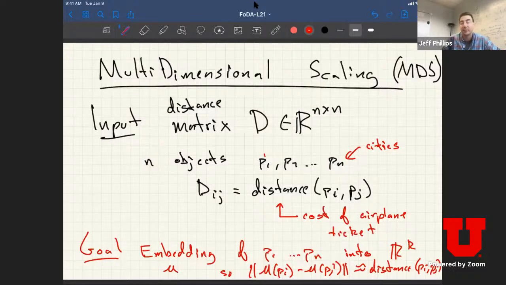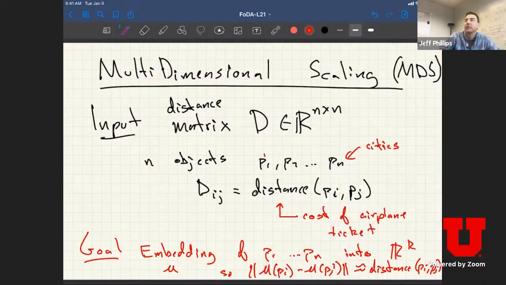And so this comes up all the time in visualization. I might have some way of saying how similar two data sets, two individuals are. I construct some distance between them, and I want to draw a picture to try and understand how things are grouped, or to draw a figure for a paper. So this is the goal.